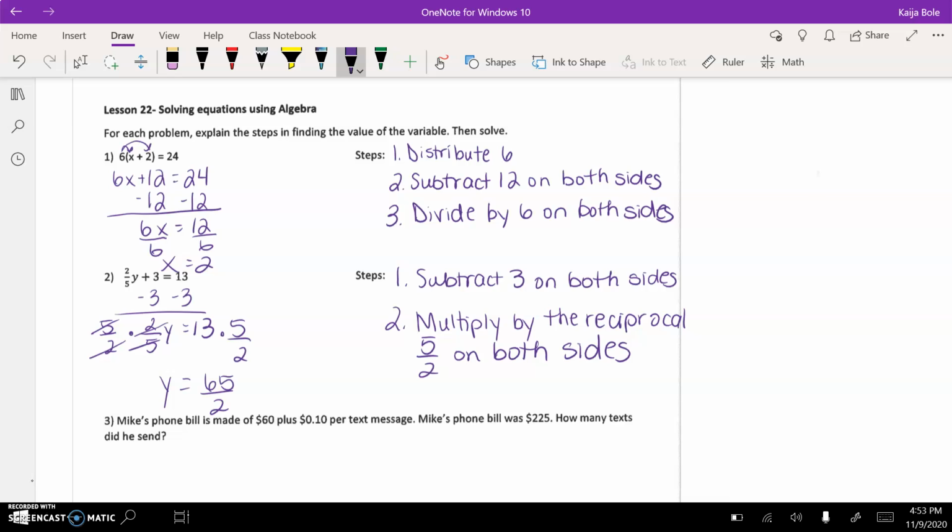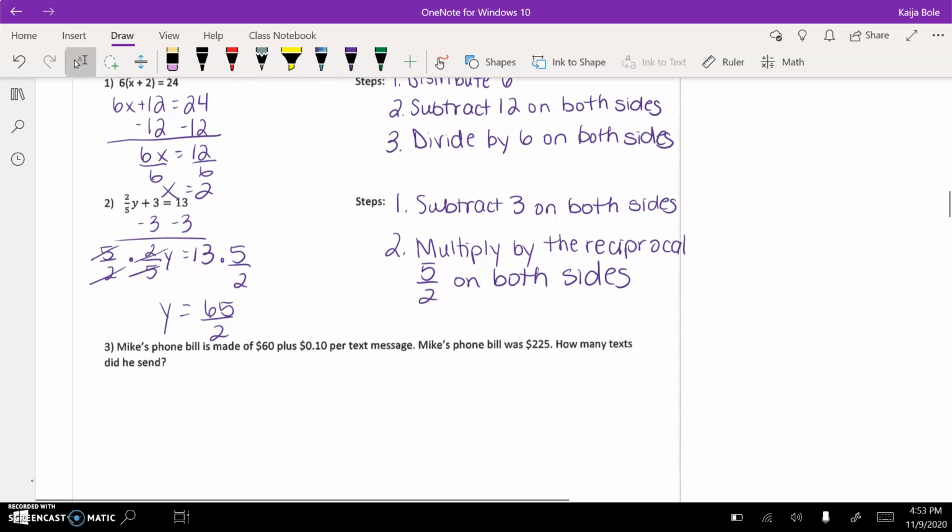So then, the other part of this lesson is the actual word problem part, which is important. It says Mike's phone bill is made up of $60 plus 10 cents per text message. Goodness, I said $10 per text message. Your parents wouldn't get you a phone. All right. Mike's phone bill was $225. How many texts did he send?